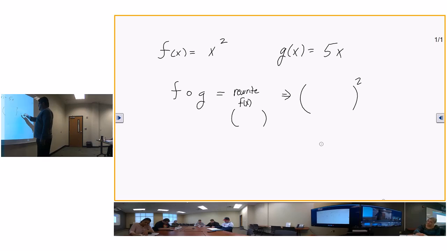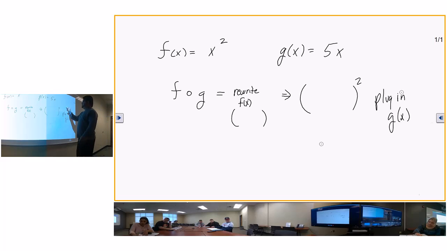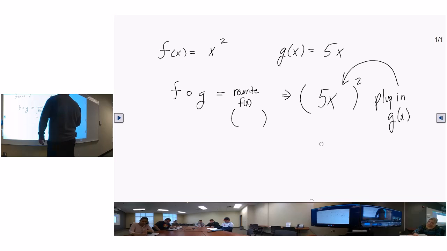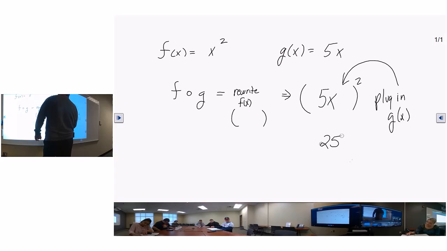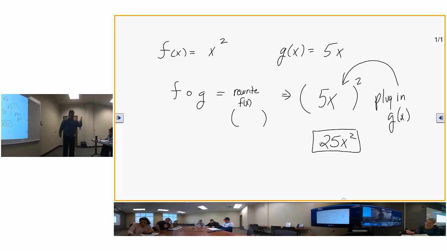Now I'm going to plug in g of x, 5x, into the big set of parentheses. So 5x. Now be careful here, because not only the 5 is squared, but what else? The x is squared, so your answer is 25x squared. So f composed of g is 25x squared. You with me? All right, now you do g composed of f.